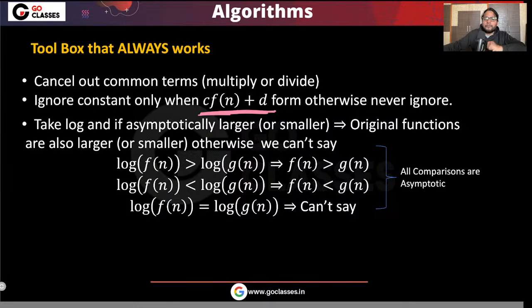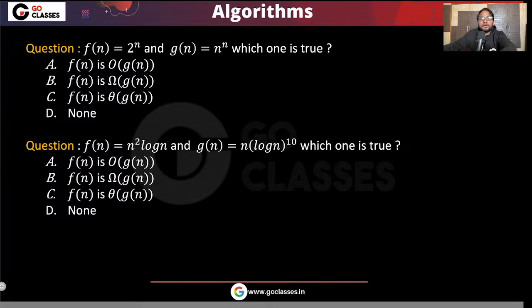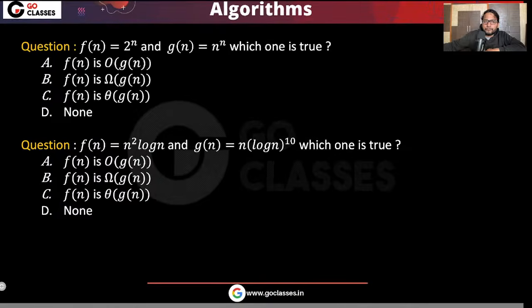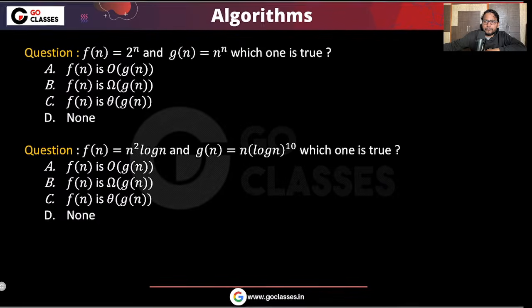Now coming back to the questions that we were solving. So you tell me, this 2 power n and this particular term, n power n, which one is greater? Just think about it and let me know.